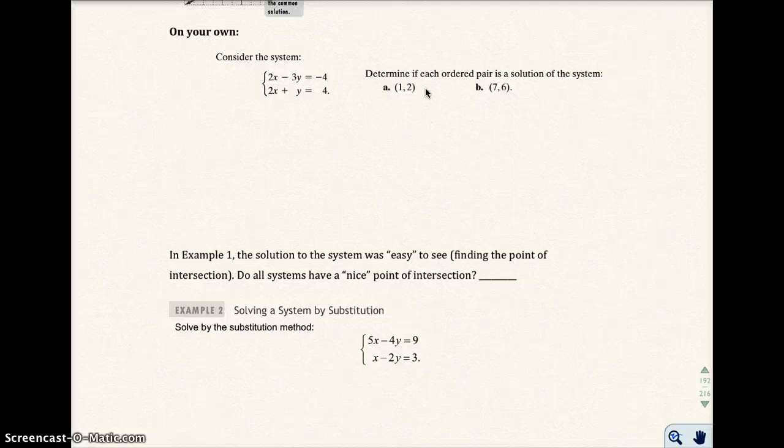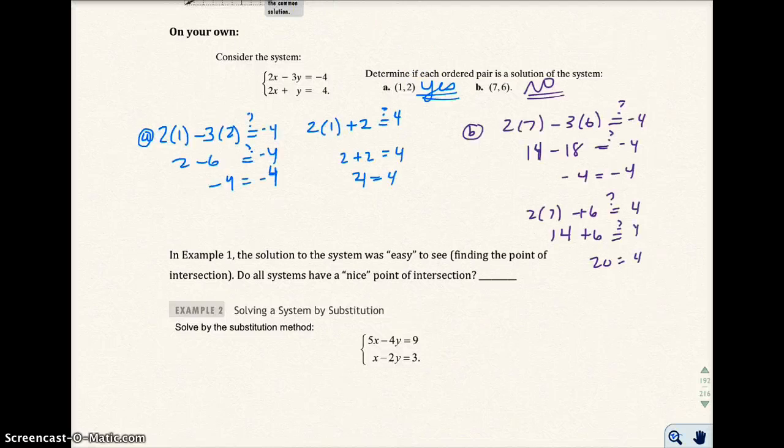And I'm going to go ahead and show your work. Go ahead and pause the video and then check your answer. Okay, so for the first one, when I plugged in 1, 2 into the first system, it worked, and 1, 2 in the second equation system, it worked. So the first one is a yes.